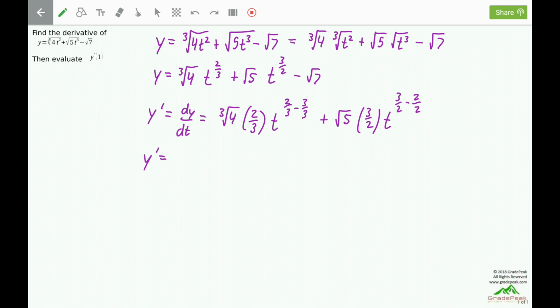So y prime, or dy dt, can now be written as, multiplying, I can think of the cubed root of 4 as being over 1. I will have 2 times the cubed root of 4 over 1 times 3, which is 3, and t to the 2/3 minus 3/3, which is negative 1/3. For the second term, I can think of the root 5 as being over 1, so I will have 3 times the root 5 over 1 times 2, which is 2. T to the 3/2 minus 2/2, which is 1/2.